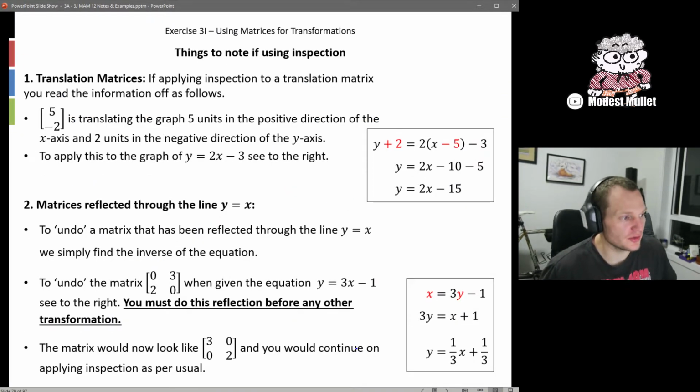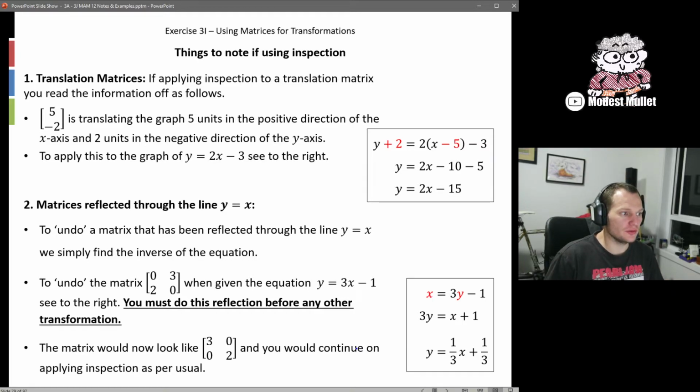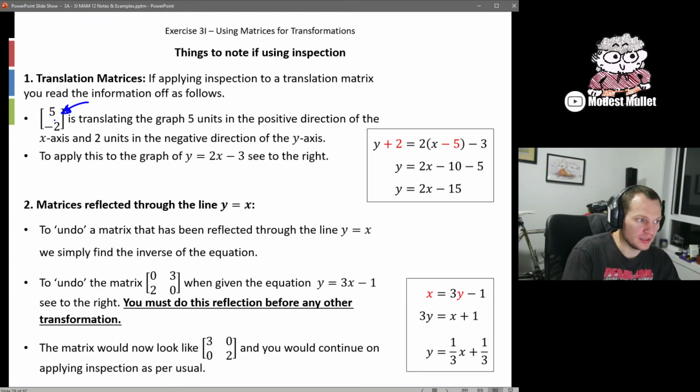A couple of things about using inspection: if we use translations, we need to read the translations as they are. There's no changing the signs in reading what the translations are. So if we're used to looking at an equation of a graph and we read our H value and switch the sign of the H, we don't need to do that at all here. Let's just read what we're transforming. We're transforming the X by plus 5 and we're transforming the Y by negative 2 in this case. You still have to do the correct replacement, so where you put the signs is in the replacement.